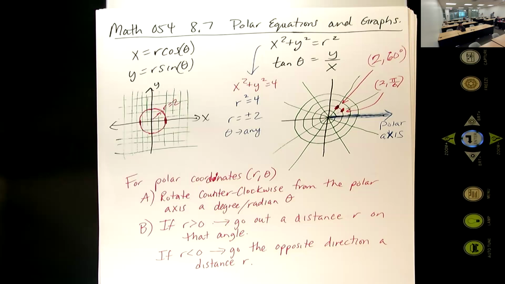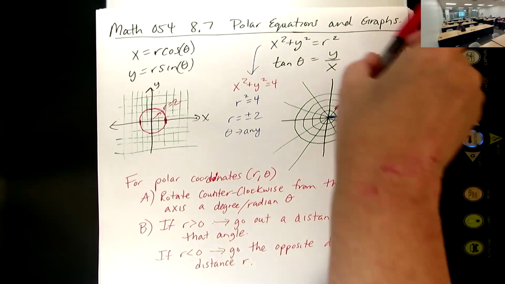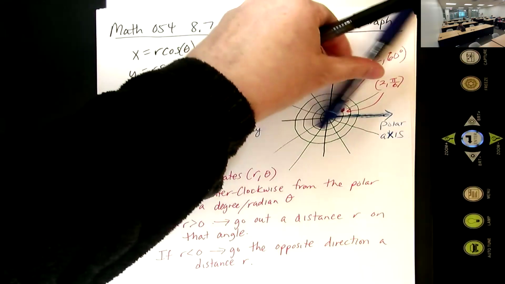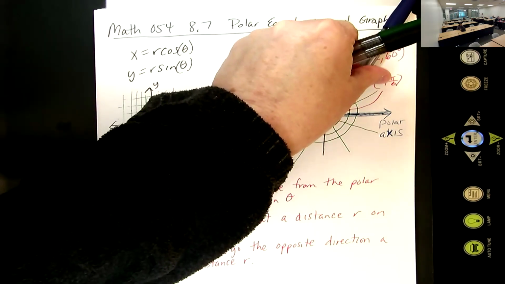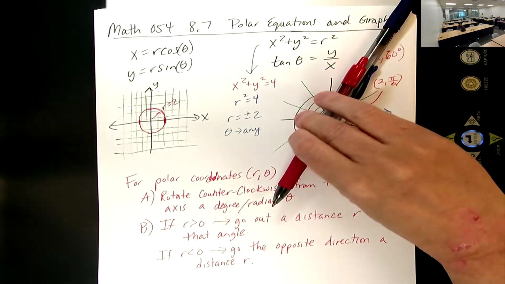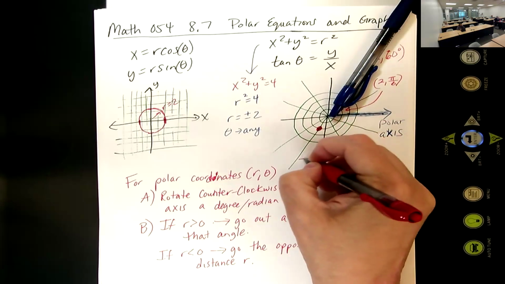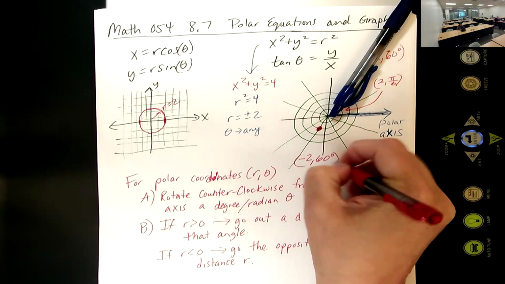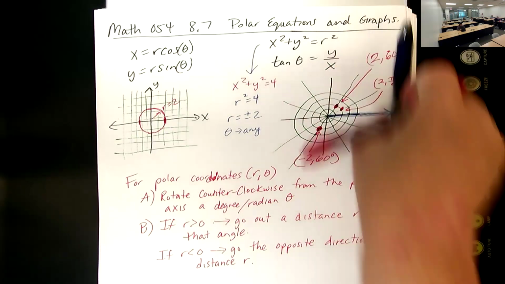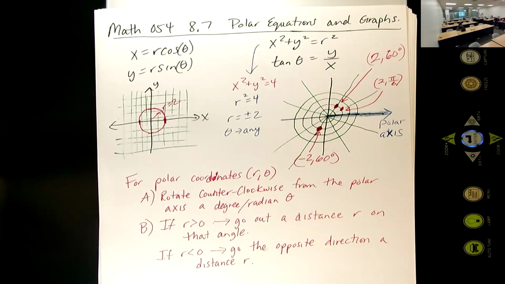If I had negative 2, 60 degrees, I rotate the 60 degrees. The 60 degrees puts me on this axis right here. And then I go the opposite direction 2. So I'm going to come back this direction 2. This would be negative 2, 60 degrees right there. So if you have a negative radius, which only really makes sense in polar coordinates, you're going the opposite direction.